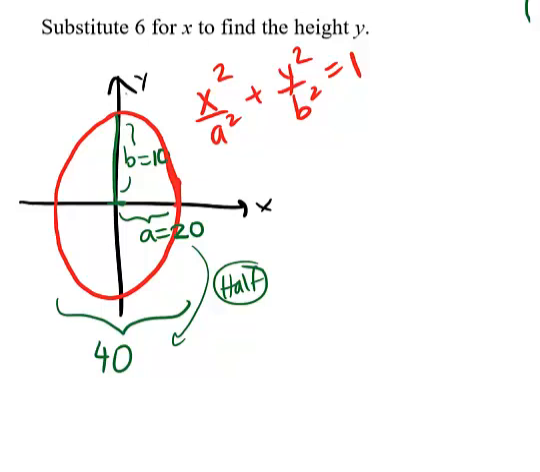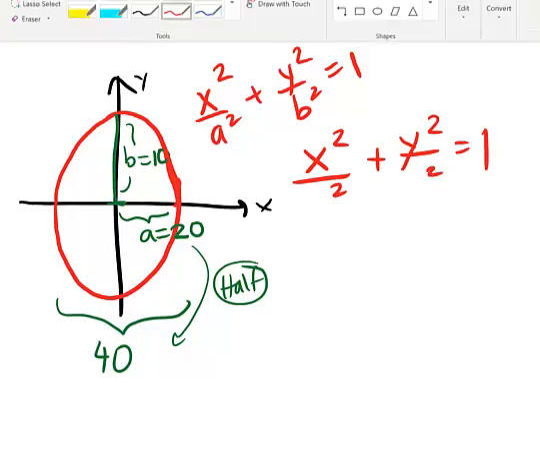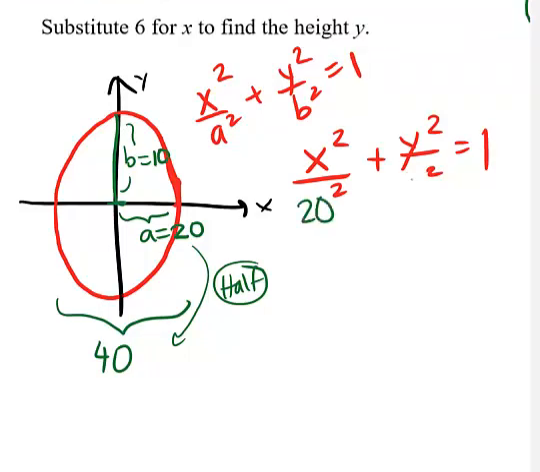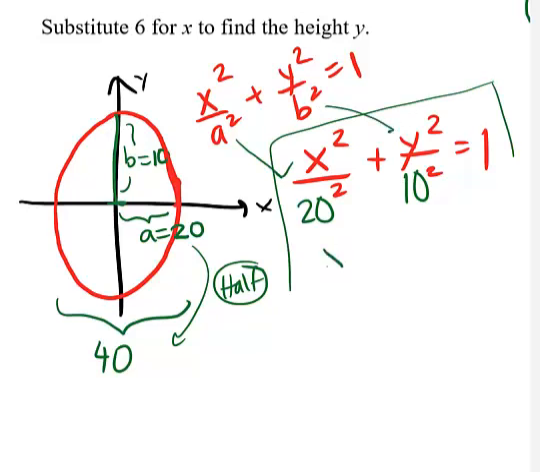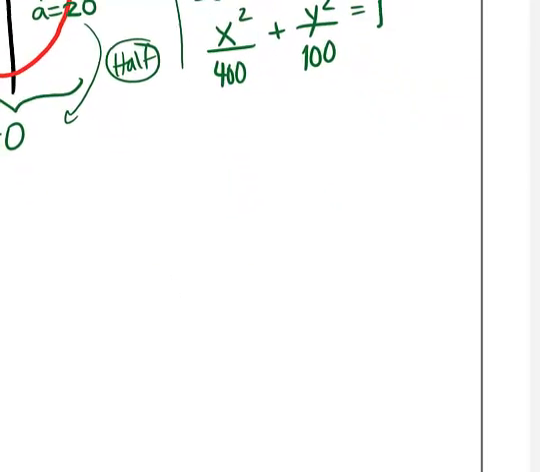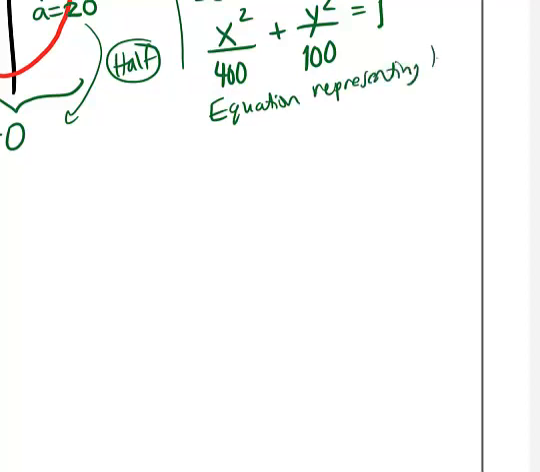So we know the values of a and b, and I'm going to fill those in. The equation is x squared over a squared plus y squared over b squared equals 1. A was 20 and, sorry, b was 10. Then I can simplify: x squared over 400 plus y squared over 100 equals 1. This is the equation of the ellipse that represents the archway.